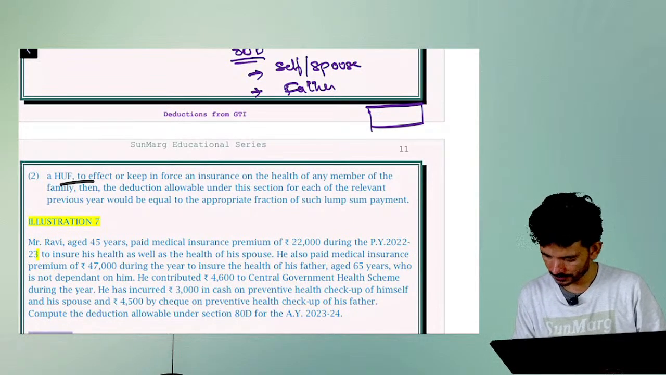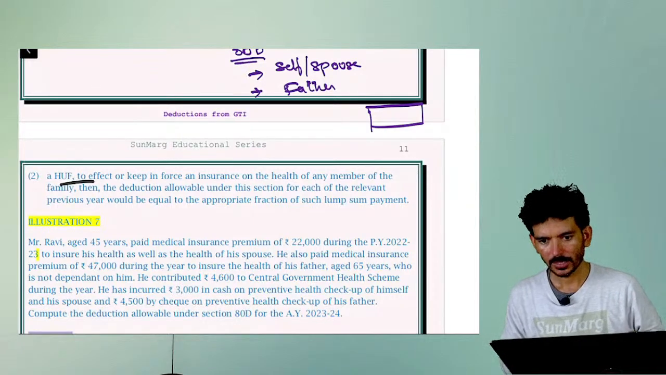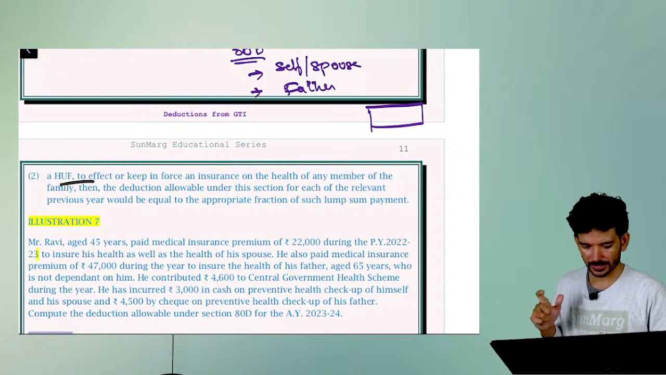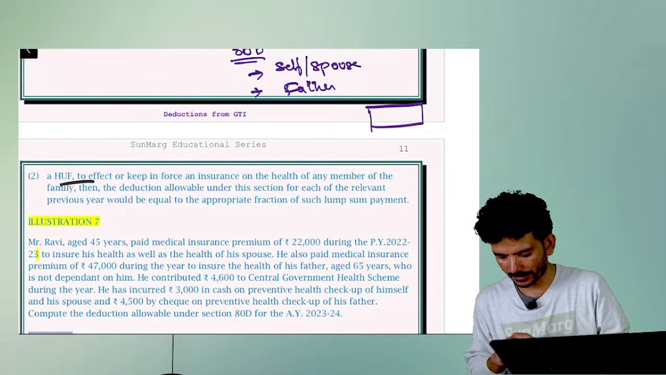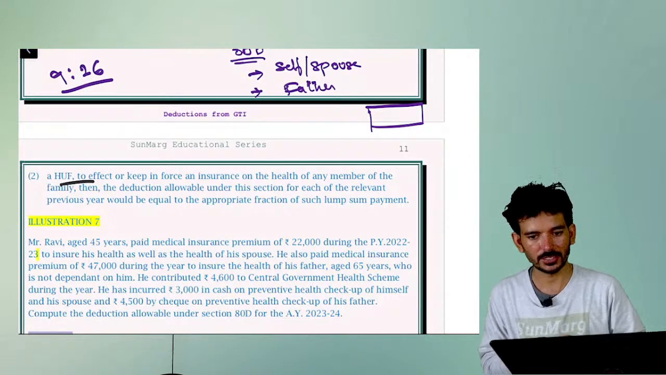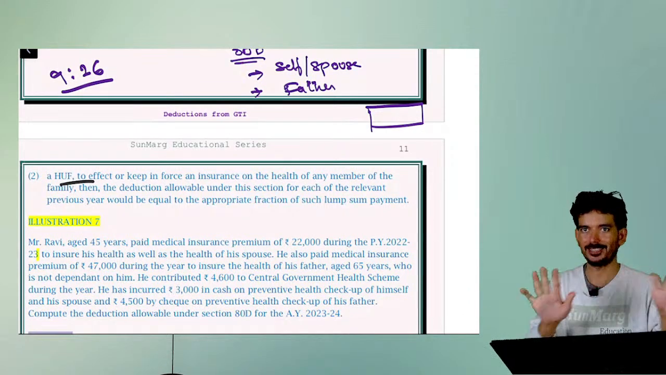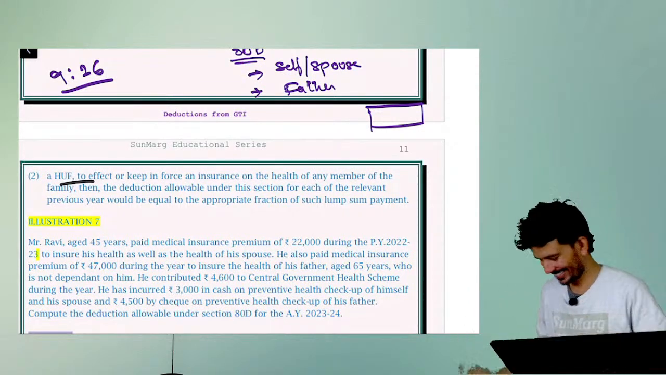Illustration 7. I will give you 2 minutes. Now it is 24, right? By 26 you should give the answer. Accept the challenge, guys. Whoever is watching, be serious about your exam and do it. Just by commenting, nothing will go for you, nothing will come for me.